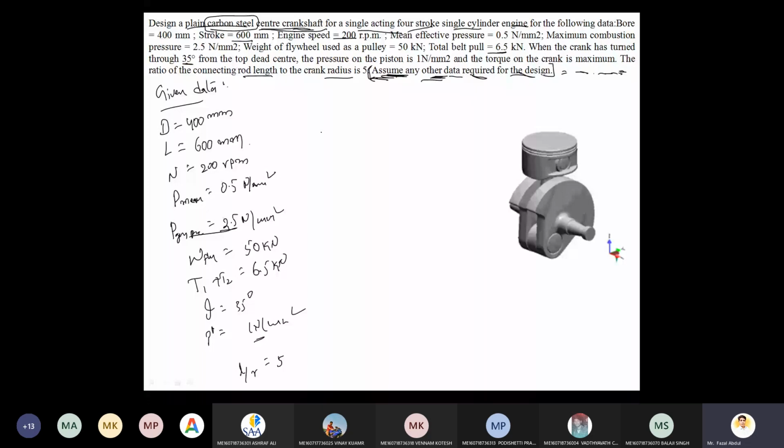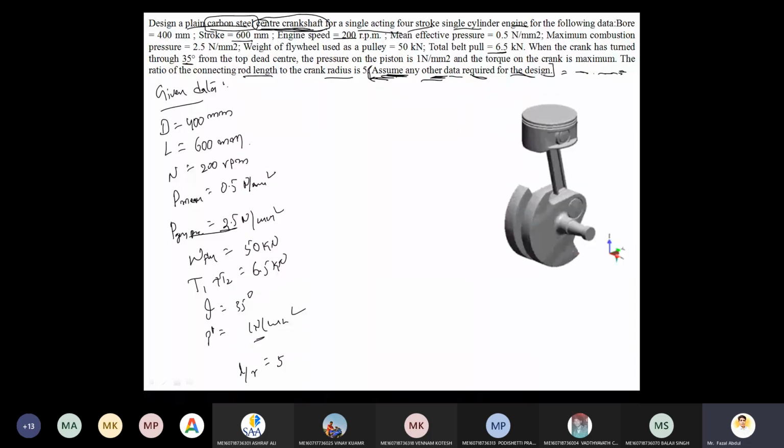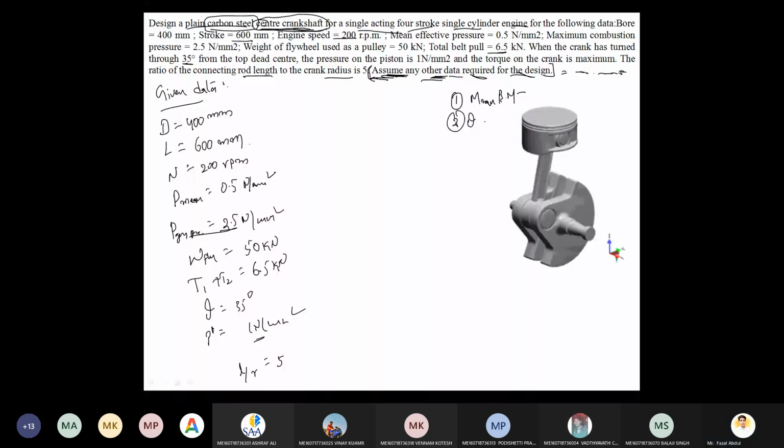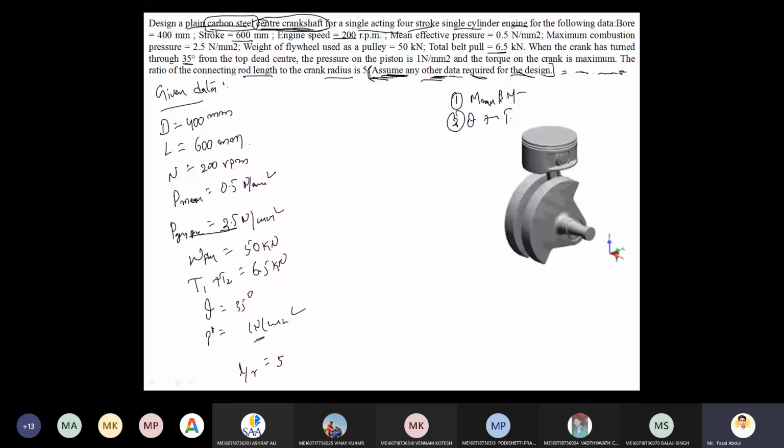Which shaft we are designing here? Crankshaft we are designing. What type of crankshaft? Center crankshaft we are designing, because the question mentions center crankshaft. Now for designing, there are two criteria we are selecting. First one is the piston at the dead center, maximum bending moment, and at an angle theta for the maximum twisting moment. Based on these two criteria, we are designing the center crankshaft.